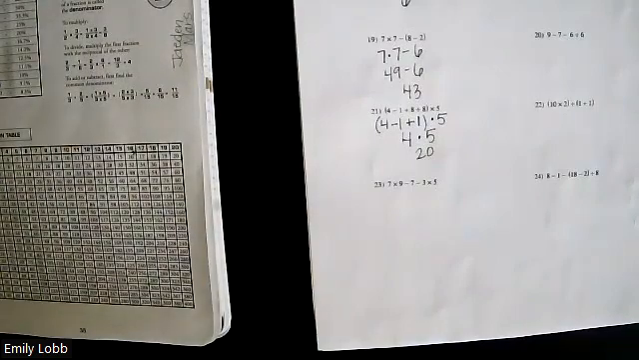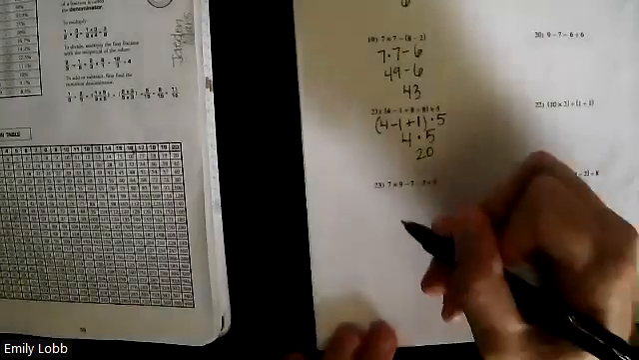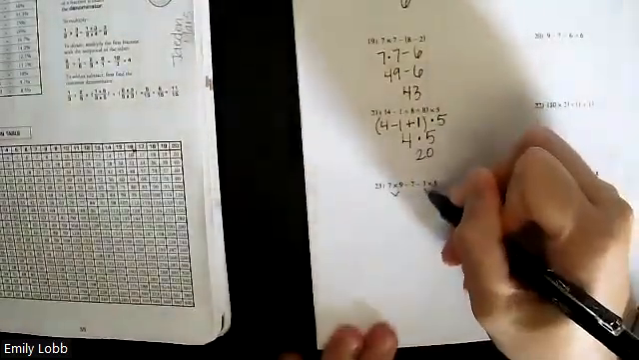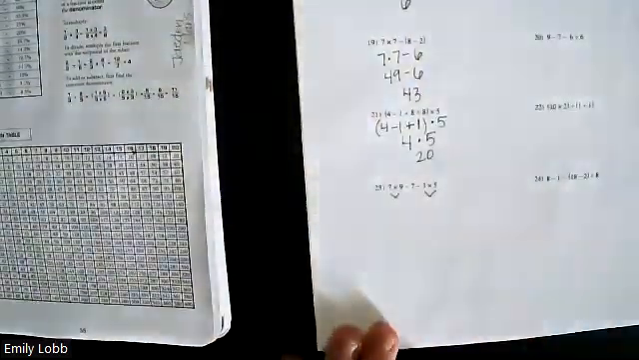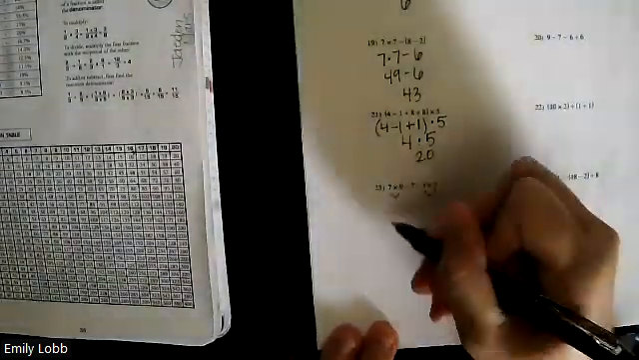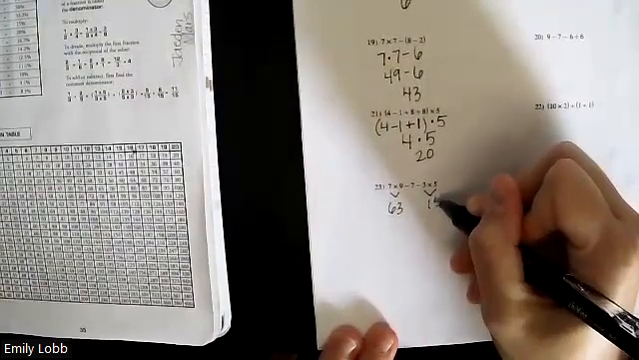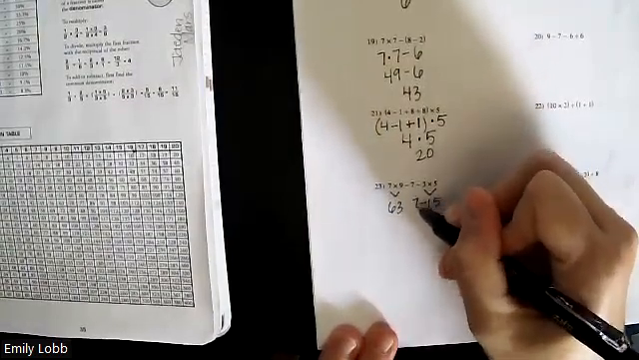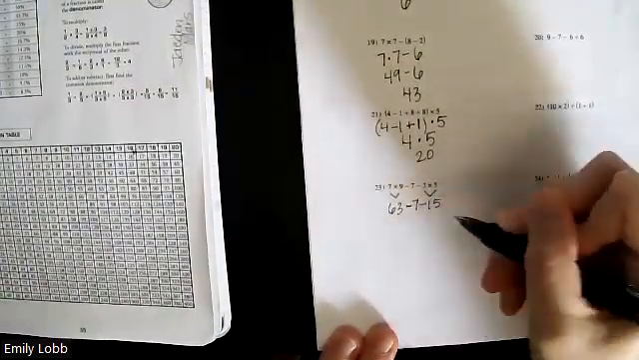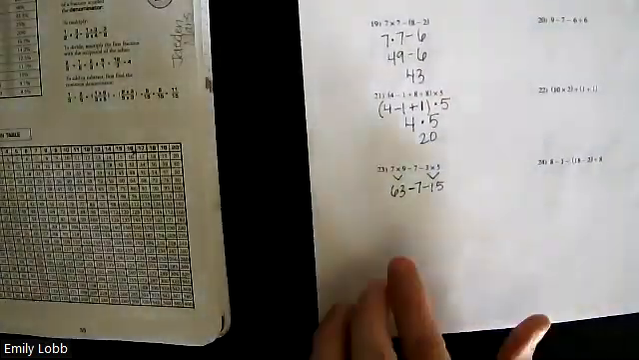All right, look at 23. What do I need to do? Multiplication. I've got 2 of them. What's 7 times 9? Good. I'm bringing down this minus 7, this minus. Okay, so 63 minus 7.